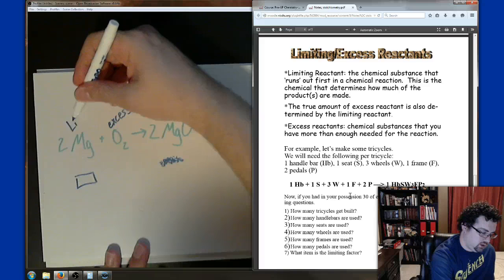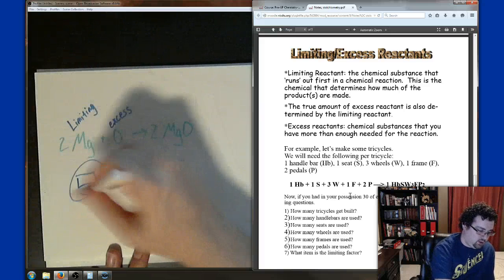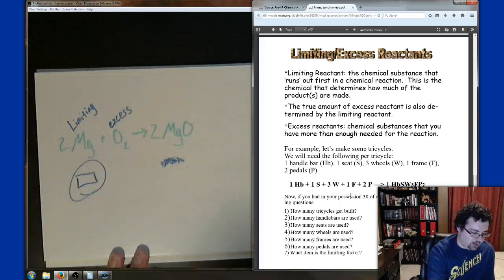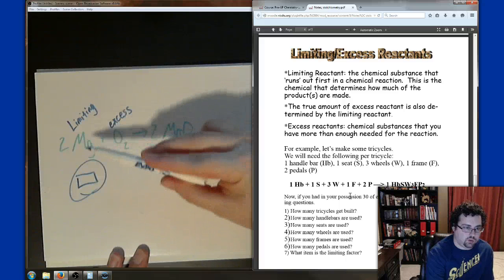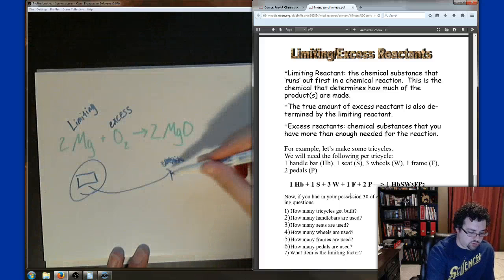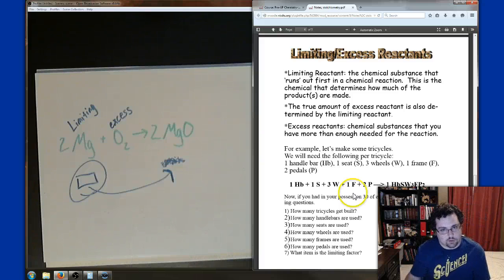This is limiting, because once this piece of magnesium is gone, the oxygen is not going to have anything to react with, even though there's more oxygen left. So this limits how long the reaction is going to go, and the amount that you start with is directly responsible for the amount of product you're going to end up with. And this is why the limiting reactant ultimately determines how much product you get.